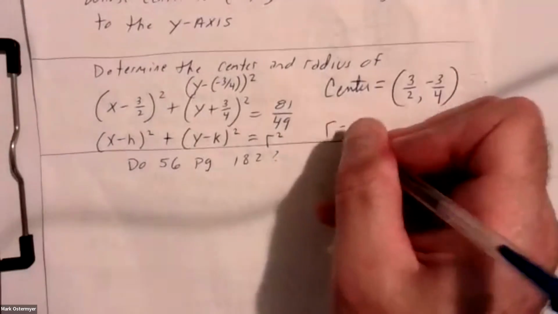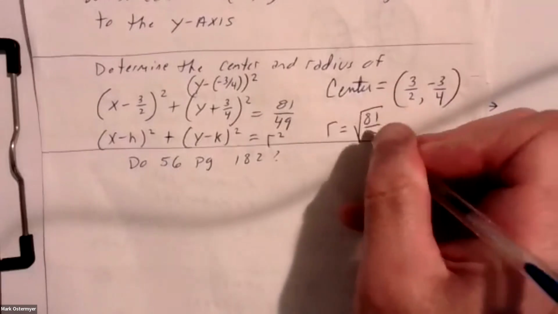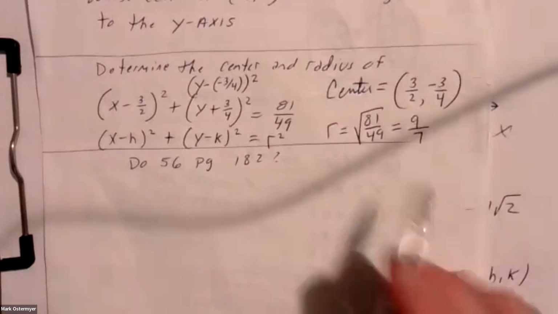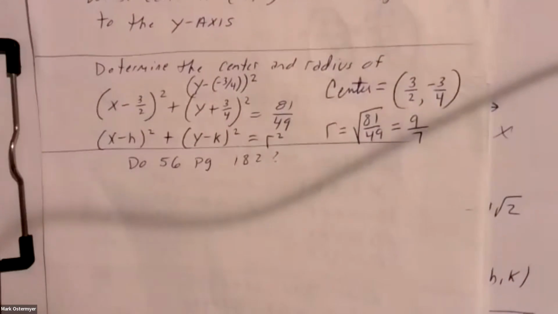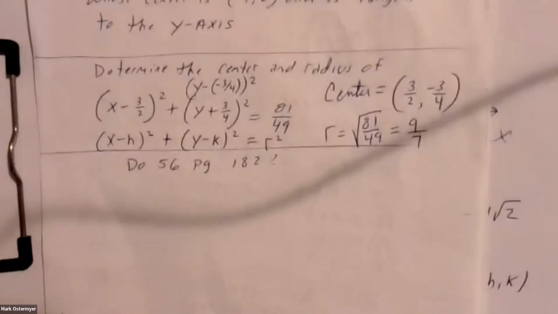The radius of the circle is going to be the square root of 81/49, which is going to net us 9/7. That would be the radius, 9/7. Any questions how I found the center and the radius of this circle here?